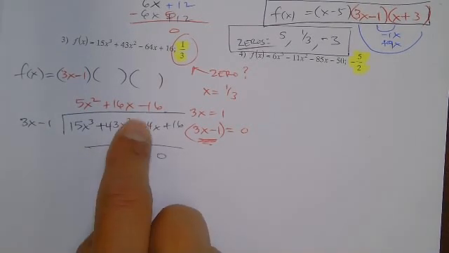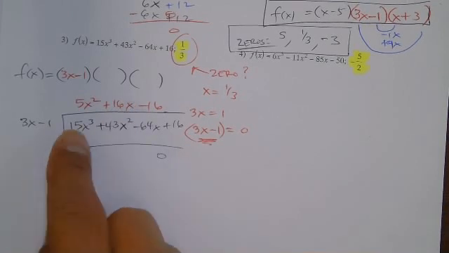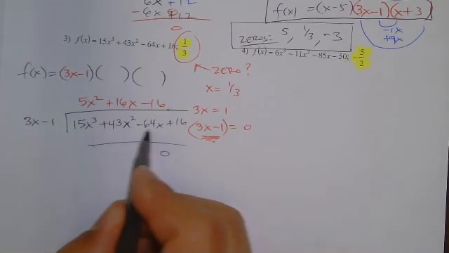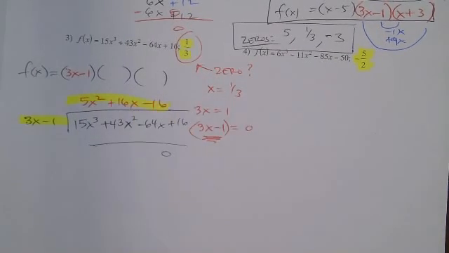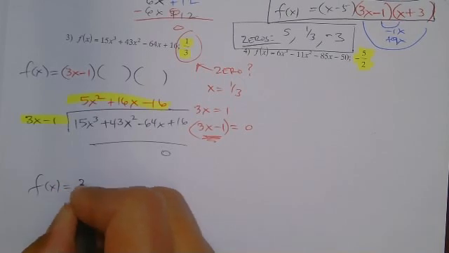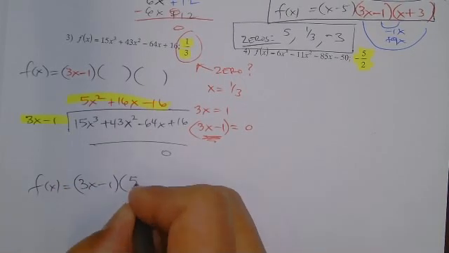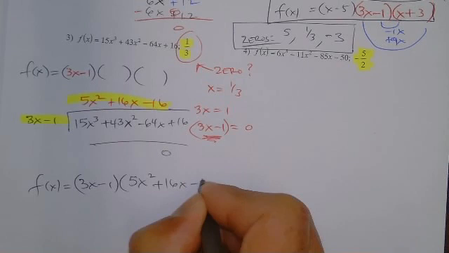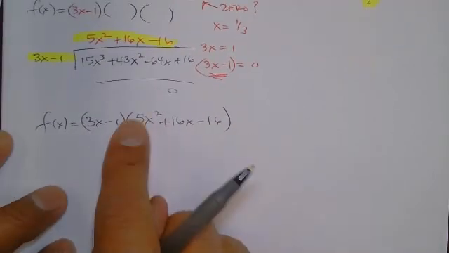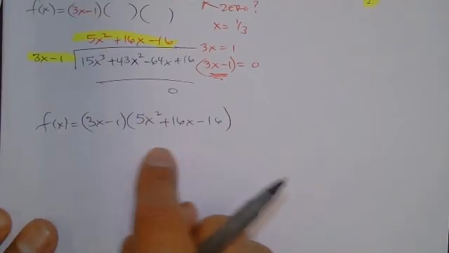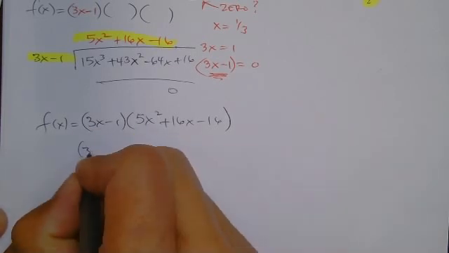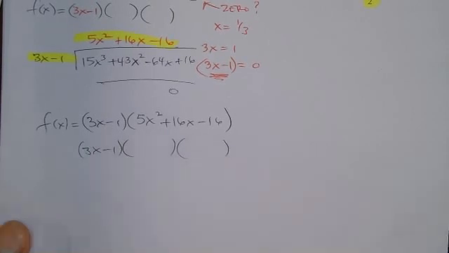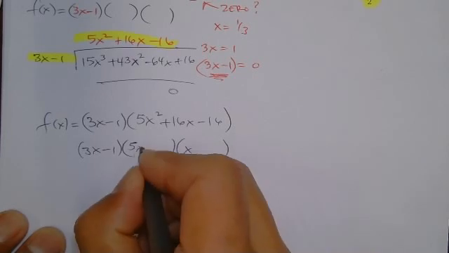So what does that mean, that you divided and got remainder 0? You divided this into this and you got this. Well, that means that now this polynomial can be looked at as the product of these two. That's going to be f of x is equal to 3x minus 1 times 5x squared plus 16x minus 16. But I'm telling you, this one will be factorable. And it's the one that has a leading coefficient. I'm going to tell you what it is. And anybody figure that one out?